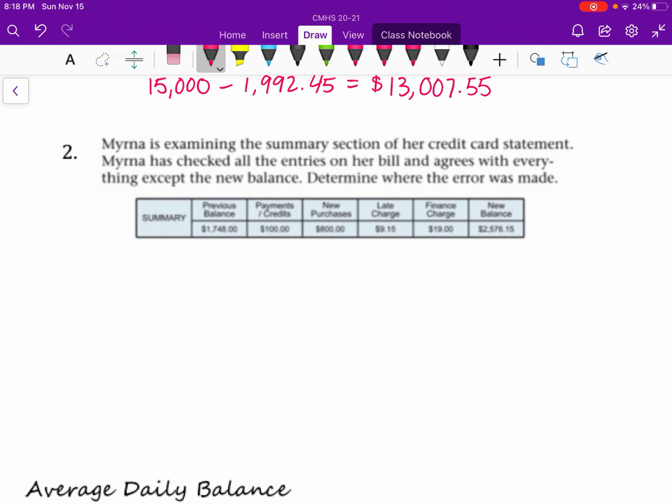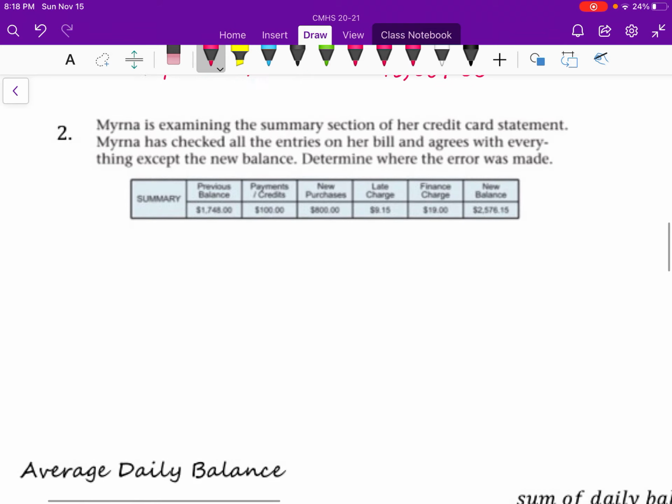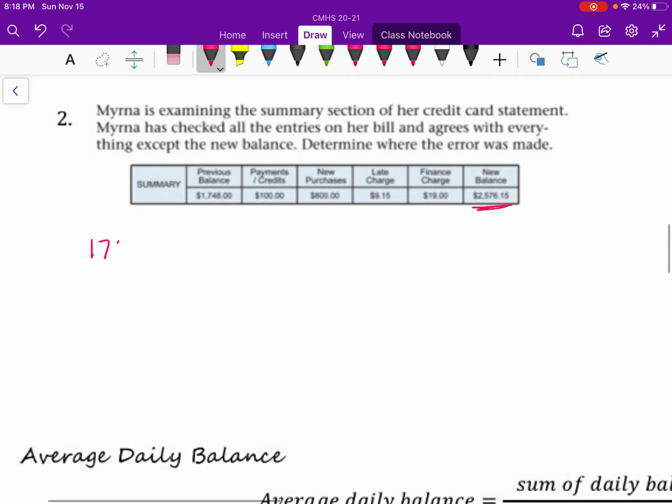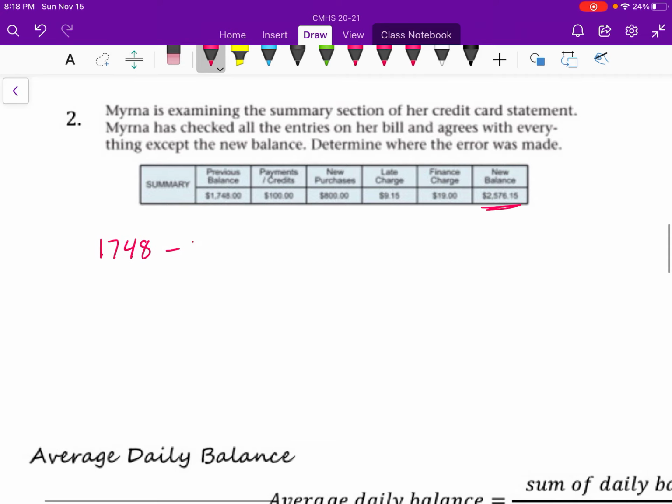And next, example 2, Myrna. She's examining a summary section of her credit card statement, okay? She has checked all the entries and agrees with everything, except she does not agree with the new balance. So let's see where the error was made. We're going to do basically the same thing as we did before. So the new balance is the previous balance minus the payments and plus everything else. So the previous balance was $1,748. We subtract the 100 and we add everything else. Add the new purchases, which is $800, the late charge $915, plus the finance charge of $19, and we'll see what we get.